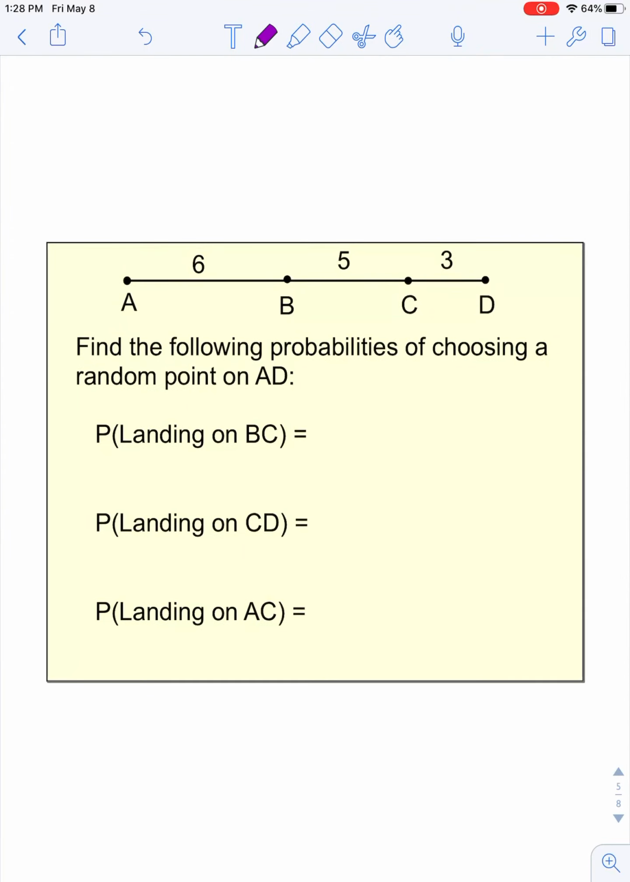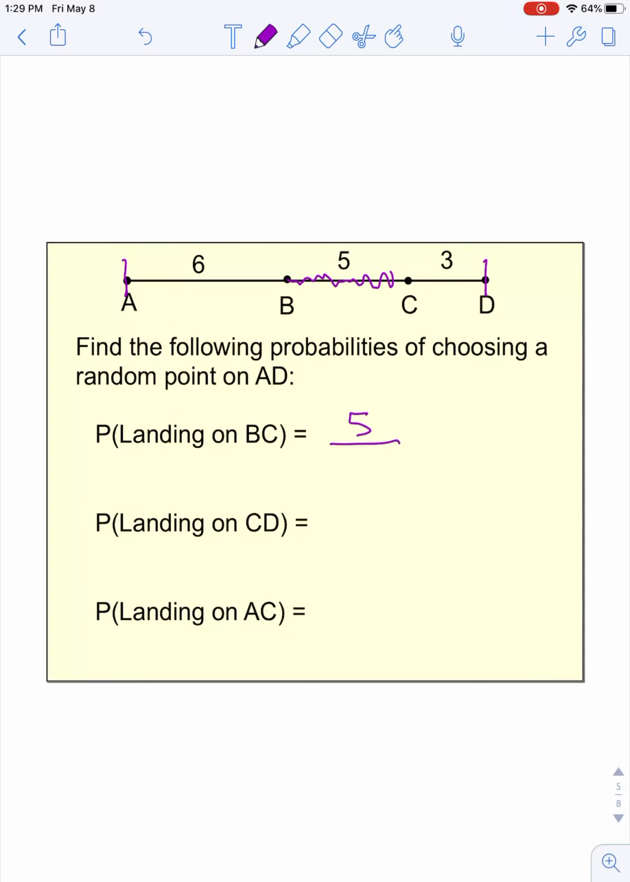Here are the length ones, and these really are not that difficult, but they seem to trip students up at the beginning. So it says, find the following probabilities of choosing a random point on AD. So if you're just randomly choosing a point on that whole segment from A to D, what we want to do is find the probability that it lands on this segment right here, BC. Well, how long is that segment?